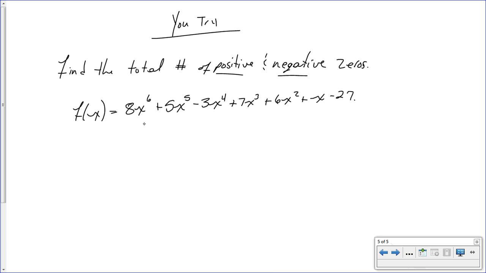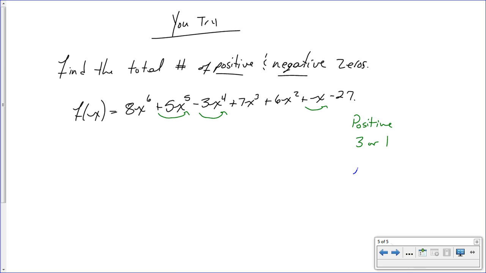All right, so let's look at this. For the total number of positive zeros, we want to go through and count all the sign flips as is. Positive, positive, positive and negative, there's 1, 2, 3. So that means we have 3 or 1 positive zeros.